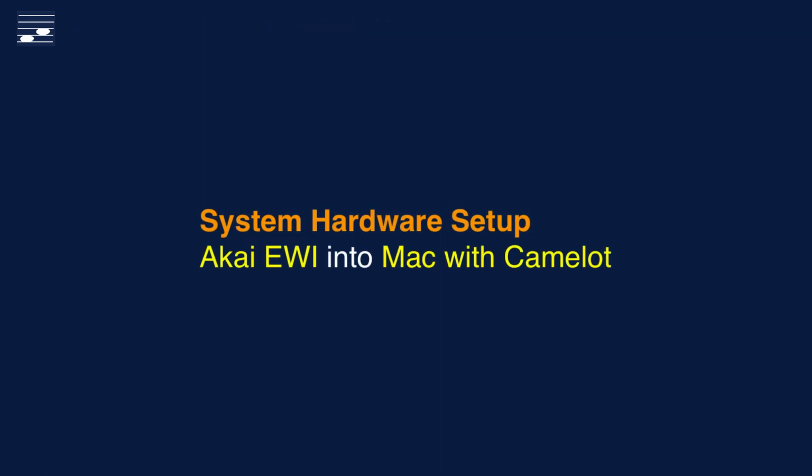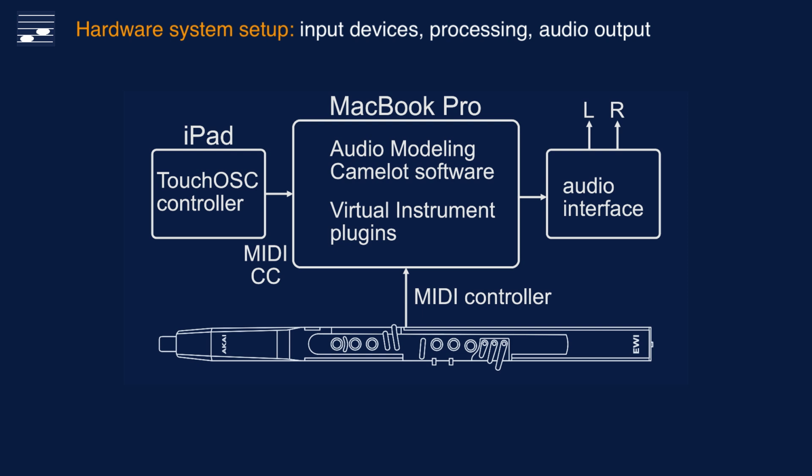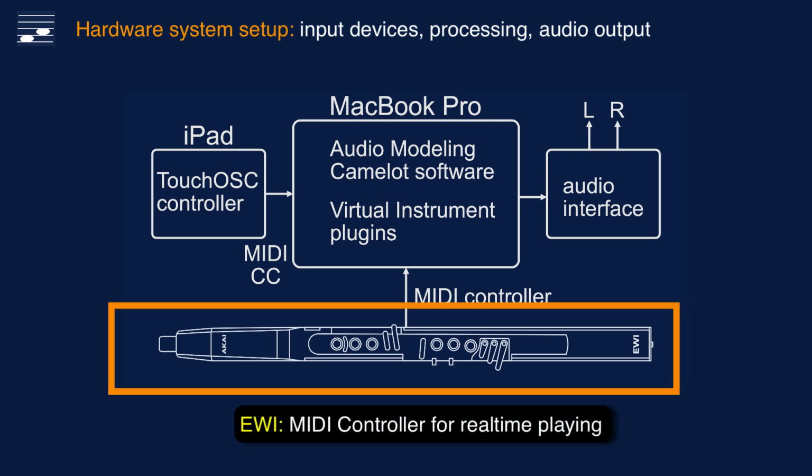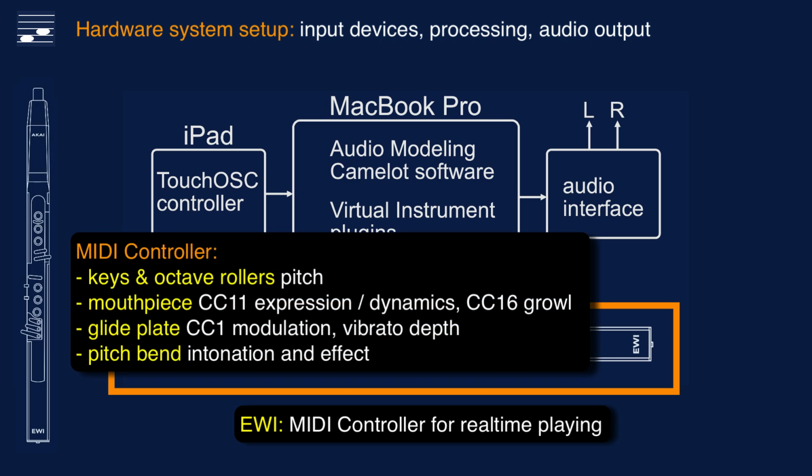Here's the hardware setup for this project. It involves 4 essential devices. The Akai Electronic Wind Instrument is the real-time MIDI input controller. Pitch is determined by keys and octave rollers. Mouthpiece blowing controls the expression, the dynamics. Biting affects the growl intensity. The glide plate is used for vibrato control, and the EWI also has pitch bend plates.